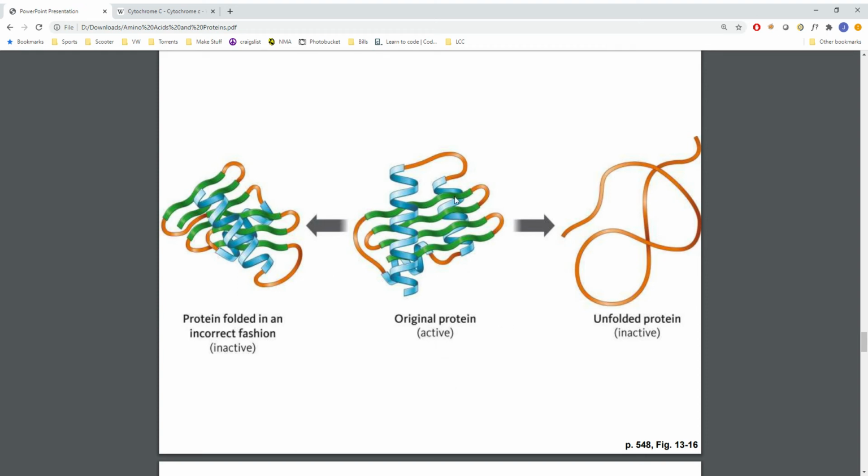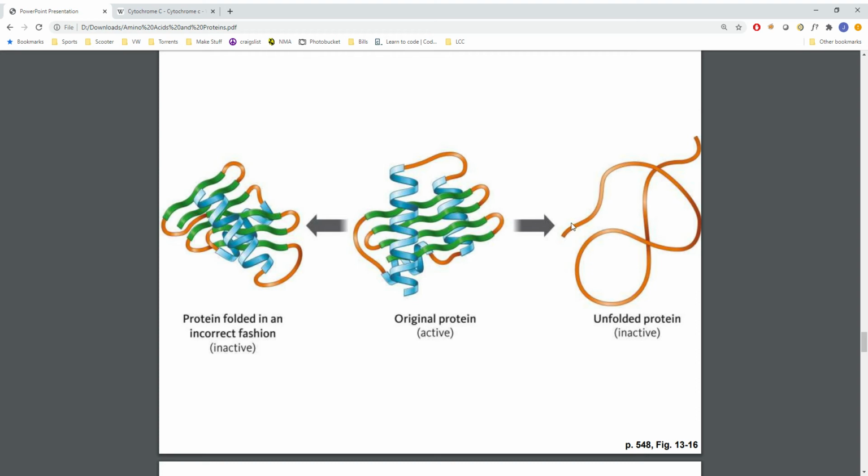So if it's folded together correctly, it's active, it has what we call protein activity. Yeah, I know, it's a little repetitive, but it's doing its job. It has function. If it gets crumpled a little bit, and it's not able to do its job anymore, it's denatured. It's still folded, but it's not folded correctly.